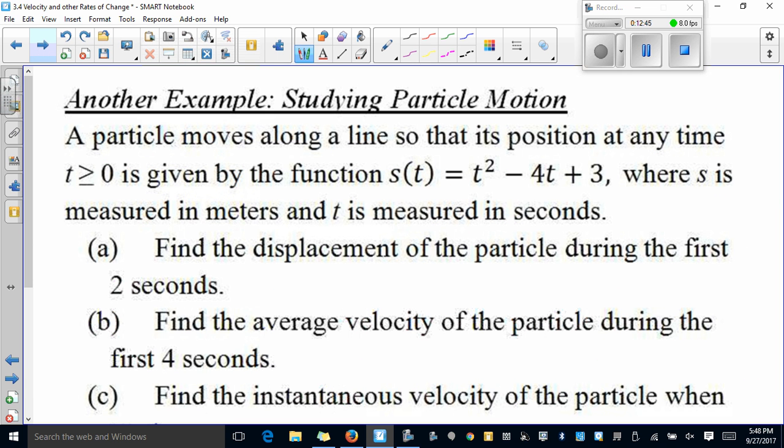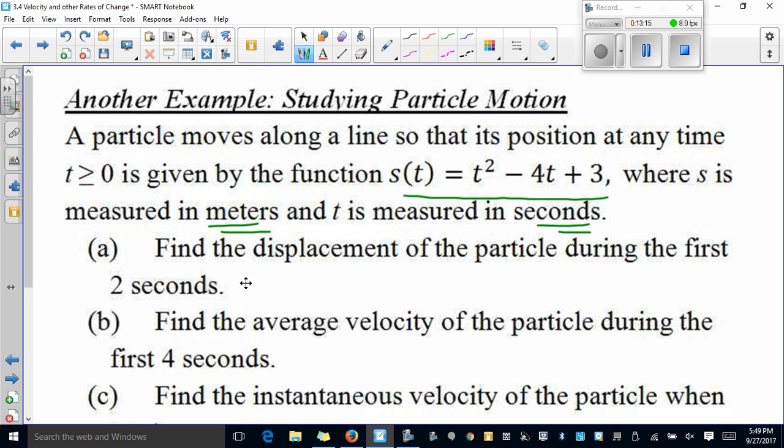Okay, this is going to be the last example out of this video. It says a particle moves along a line so that its position at any time t greater than or equal to 0 is given by the function blah. There's our position function, where s is measured in meters and t is measured in seconds. They give us our units. Find the displacement of the particle during the first 2 seconds.